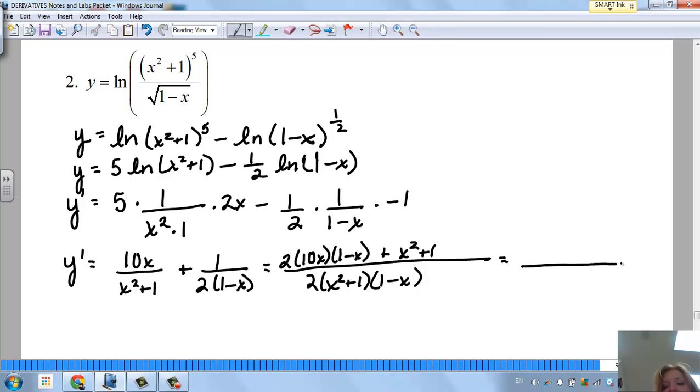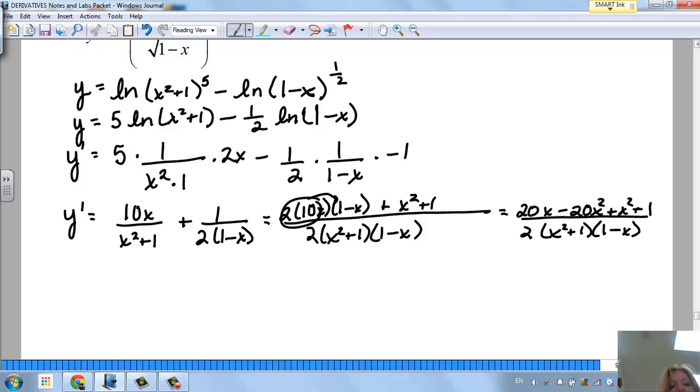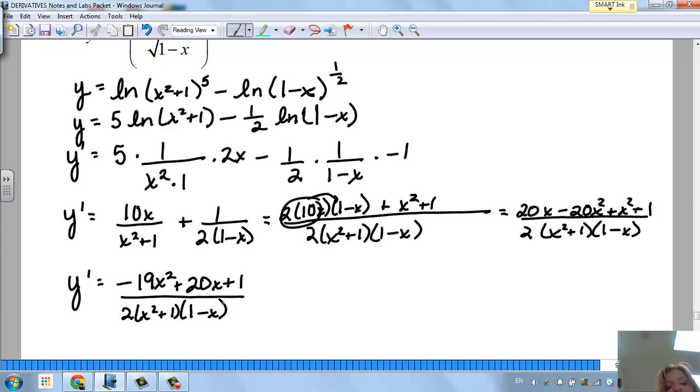And now I'm just going to do some algebra here. So this is actually going to be 20x right here. I'm going to multiply this times that. And then it's going to be minus 20x squared plus x squared plus 1 all over 2 times x squared plus 1 times 1 minus x. And then the final is going to be negative 19x squared plus 20x plus 1 all over 2 times x squared plus 1 times 1 minus x. So there is our final. There's our final after we have done some algebra.